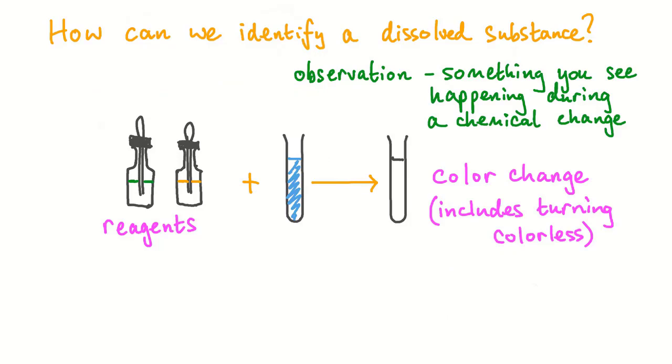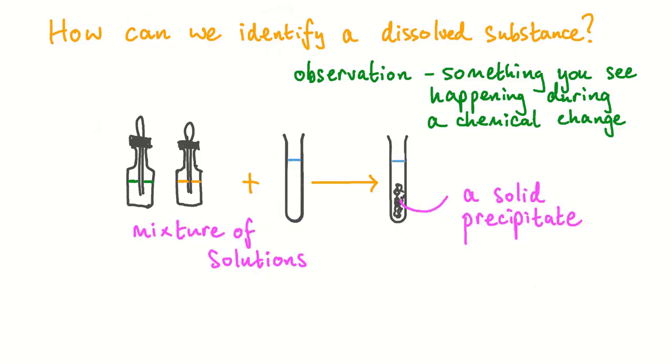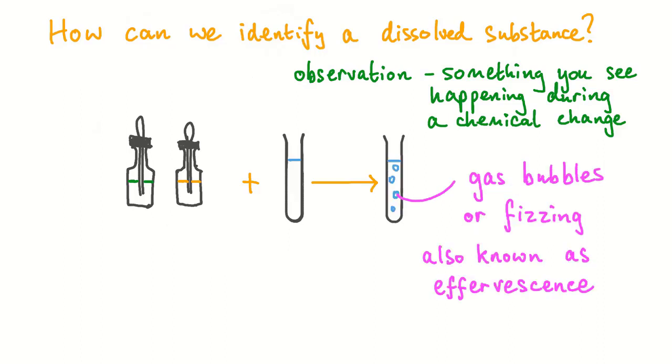Simple observations that may be noted during these tests might include colour changes. This includes turning colourless. Another observation we may notice is the appearance of a solid from a mixture of solutions. This is known as a precipitate. We might notice gas bubbles or fizzing, which is also known as effervescence, being produced from the reaction mixture. The observations need to be unique for the ions being tested, so that the result does not cause confusion. It would not be a reliable test if several different ions all produce the same result in a chemical test.